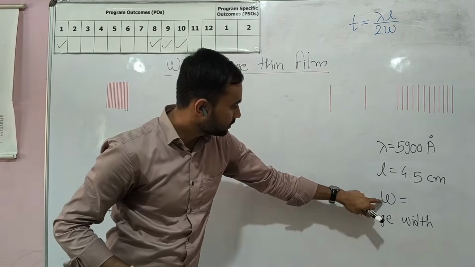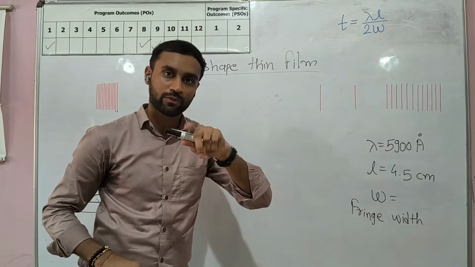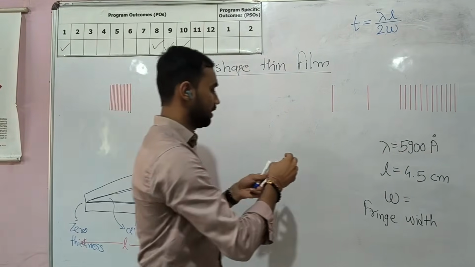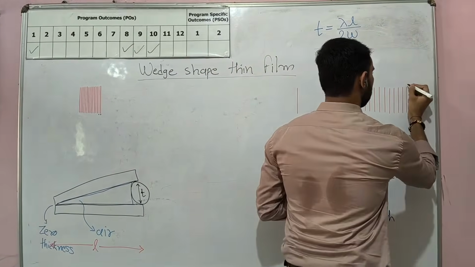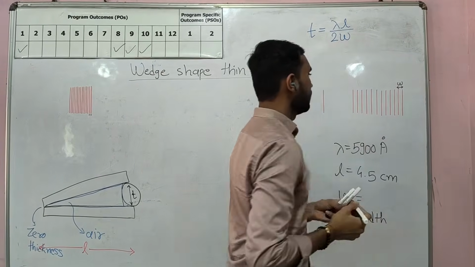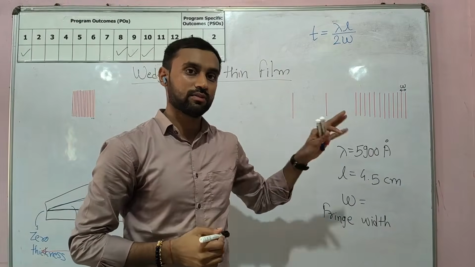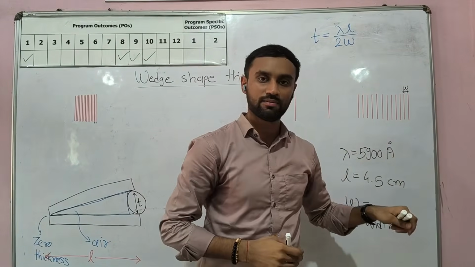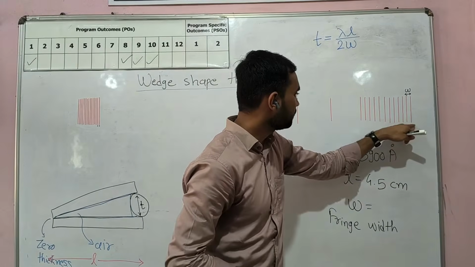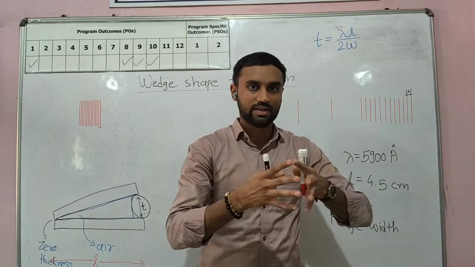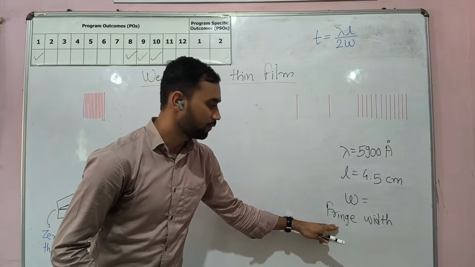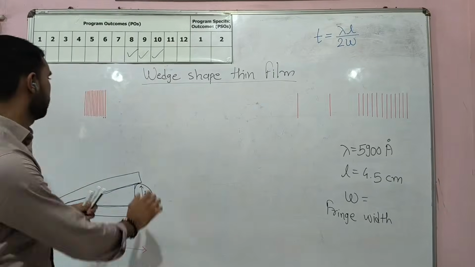Your job is to find the fringe width. To find the fringe width, you need to find this space. So look at this enlarged image. You are supposed to find this. This is your W. Okay, how can you find it? Can you use a scale? No. See, I'm showing them spaced apart. So what is W? It is the fringe width.